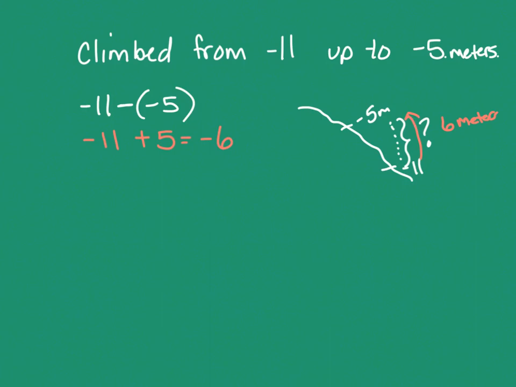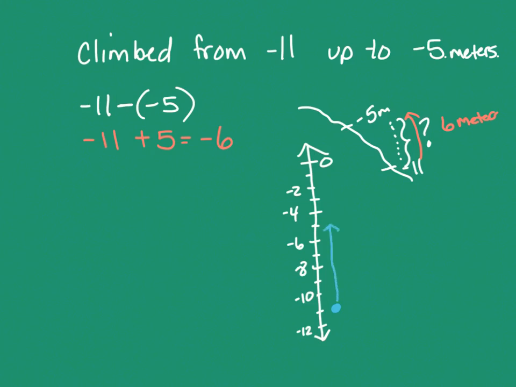Let's look at that on a number line. So our starting point is -11 down here. I'm going to mark that here, -11, and I went up to -5, so we wanted to get to -5. So how much do we cross over to get to that point? We cross over 1, 2, 3, 4, 5, 6 meters to get to that point. That's how many meters it took that we traveled to get there.